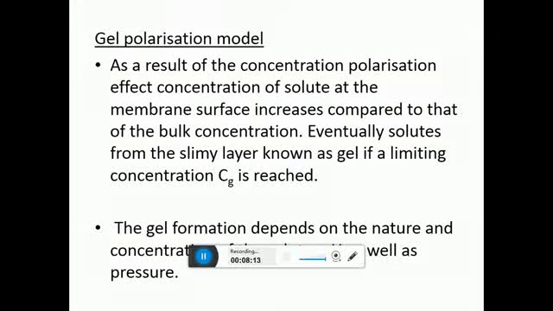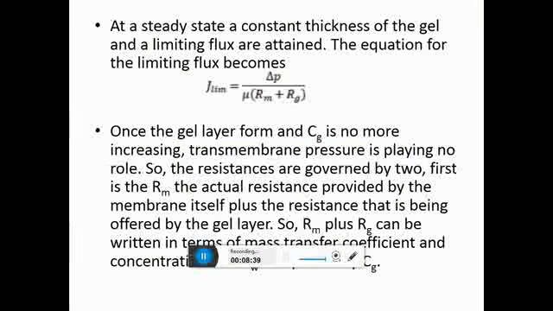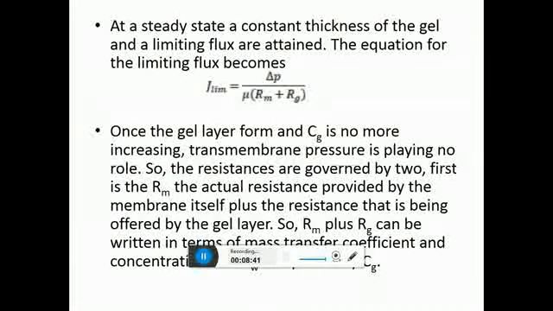So this is the equation, and next is your gel polarization model. I just told that as a result of the concentration polarization effect, the concentration of solute at the membrane surface increases compared to the bulk concentration. Eventually solutes form a slimy layer known as gel if a limiting concentration Cg is reached. Cg is nothing but your CW. This is the maximum limit of your CW, after forming the gel layer.